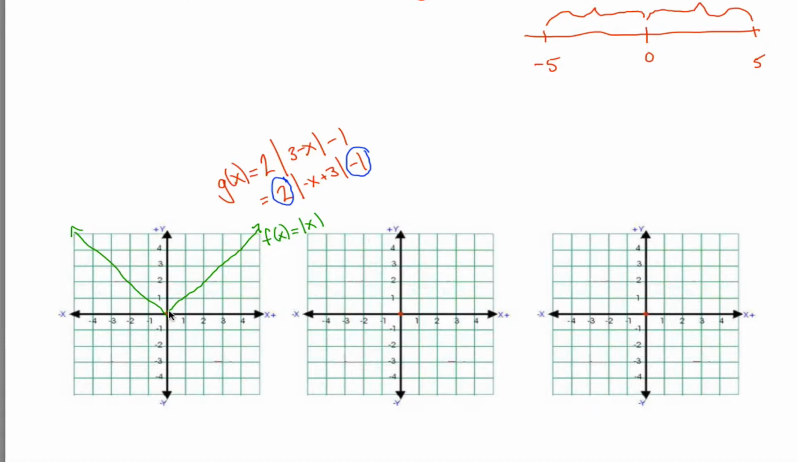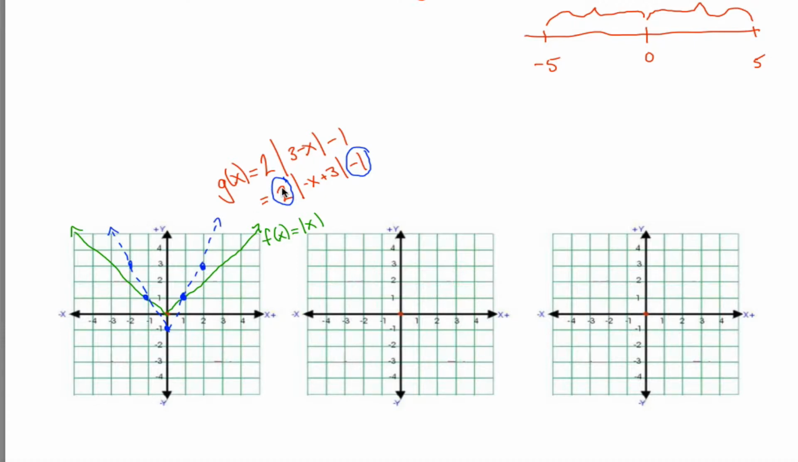So this y value was 0. 0 times 2 is still 0. Minus 1, it's going to move down here. This y value was 1. 1 times 2 is 2. But 2 minus 1 is just 1. So this will move right here. This y value is 2. 2 times 2 is 4. 4 minus 1 is 3. It'll go here. And if you plot a couple more points, what you'll end up seeing is that if I just apply the vertical transformations, I end up with this graph right here.